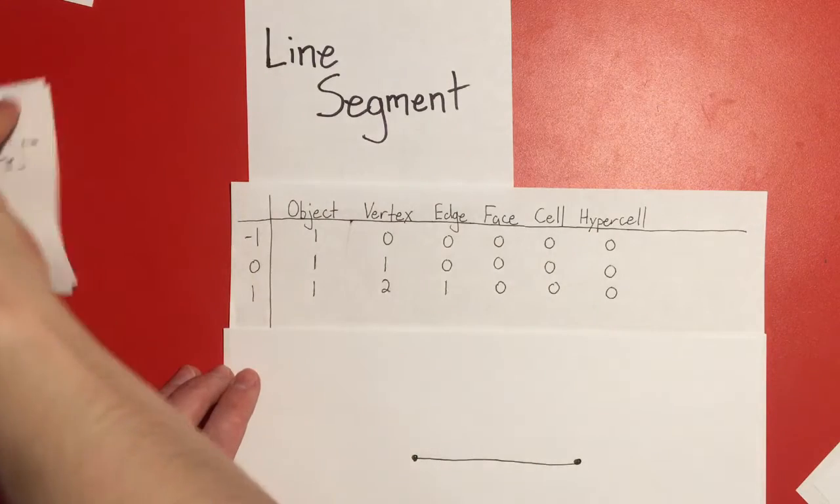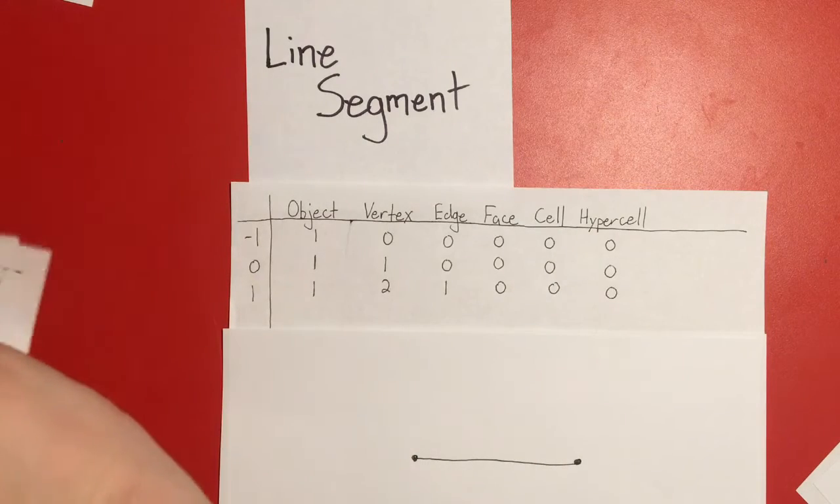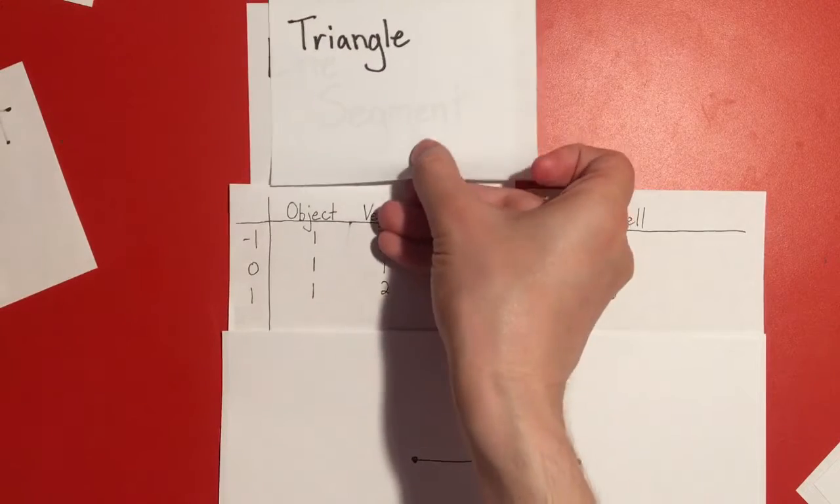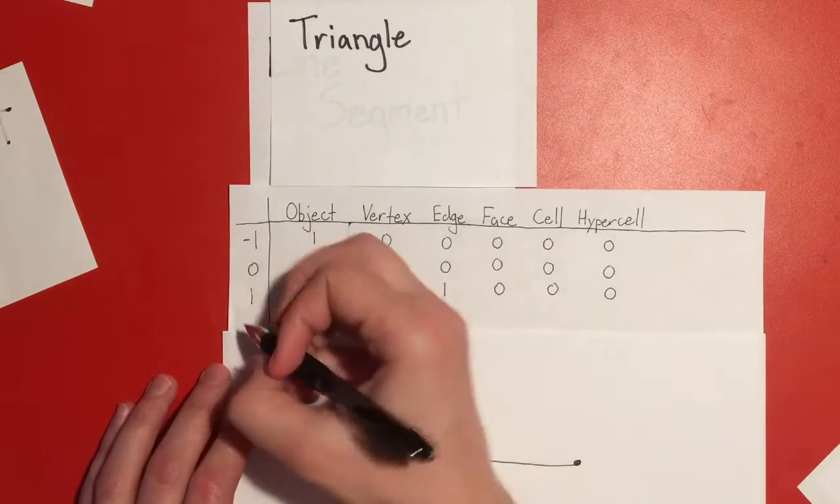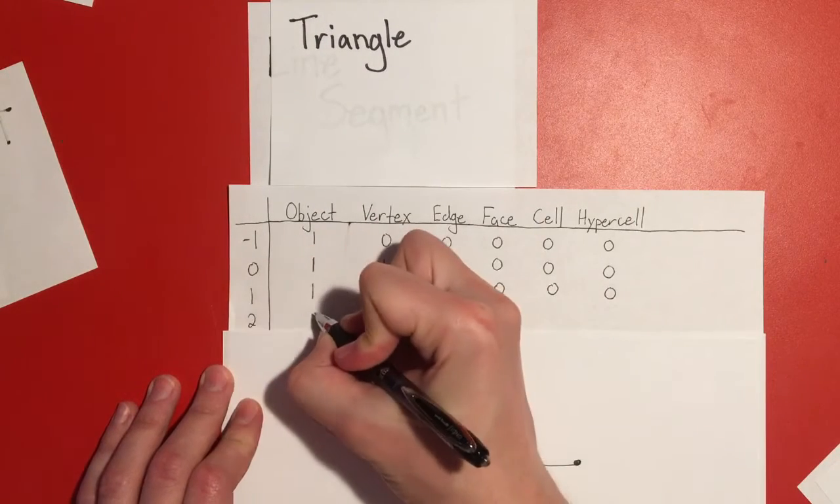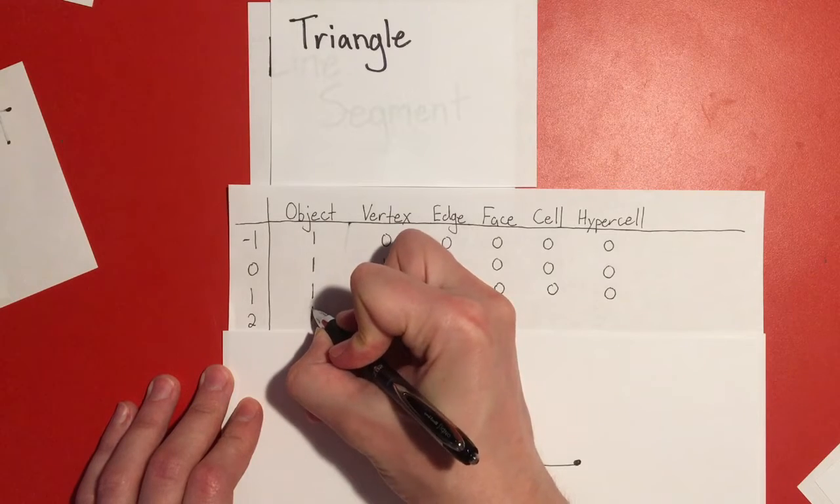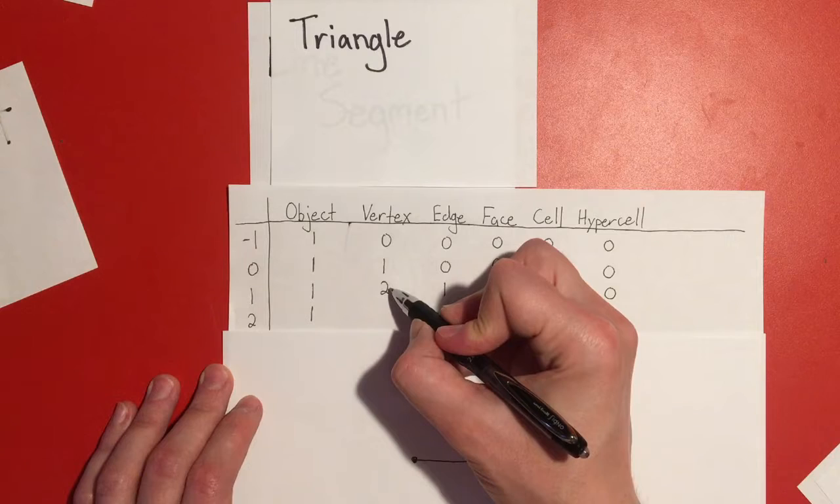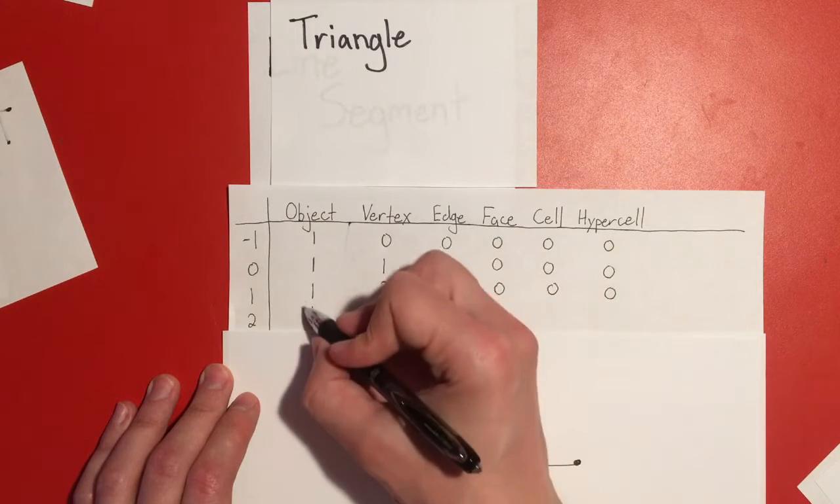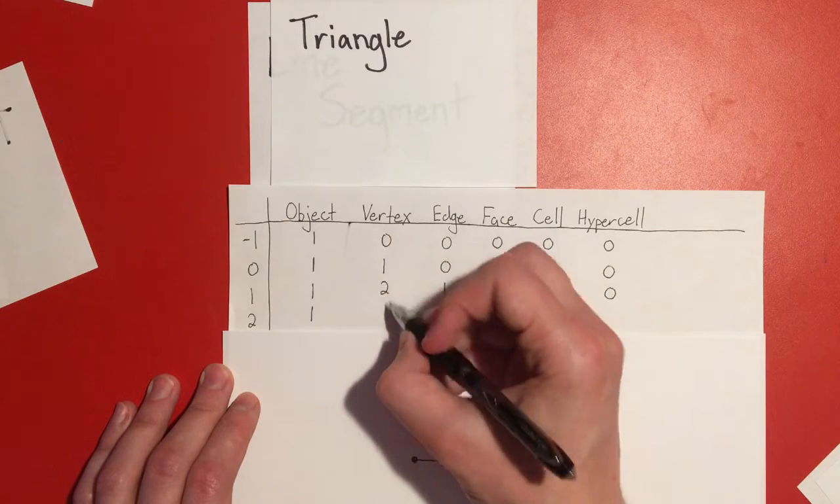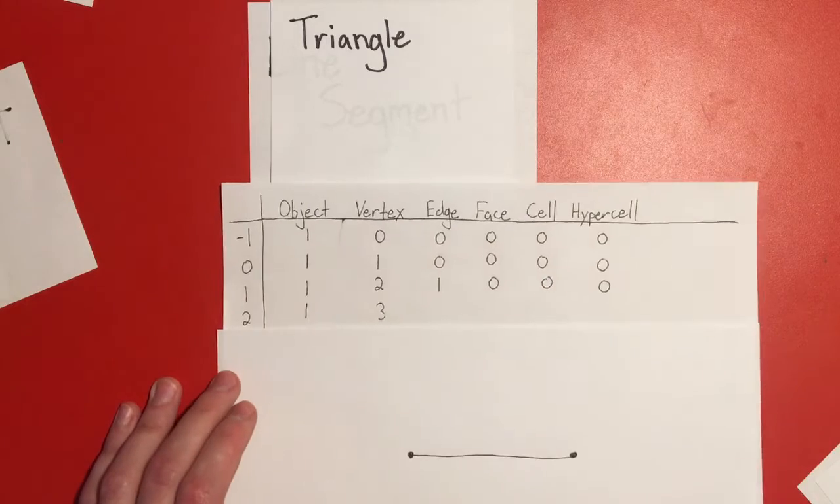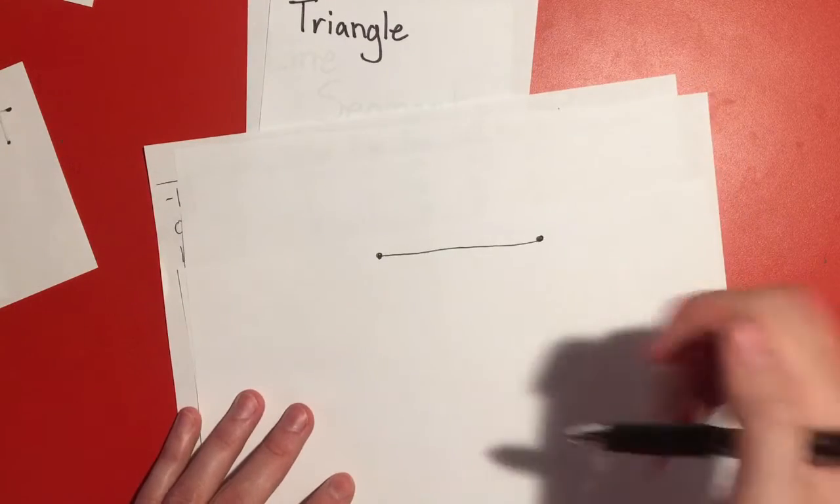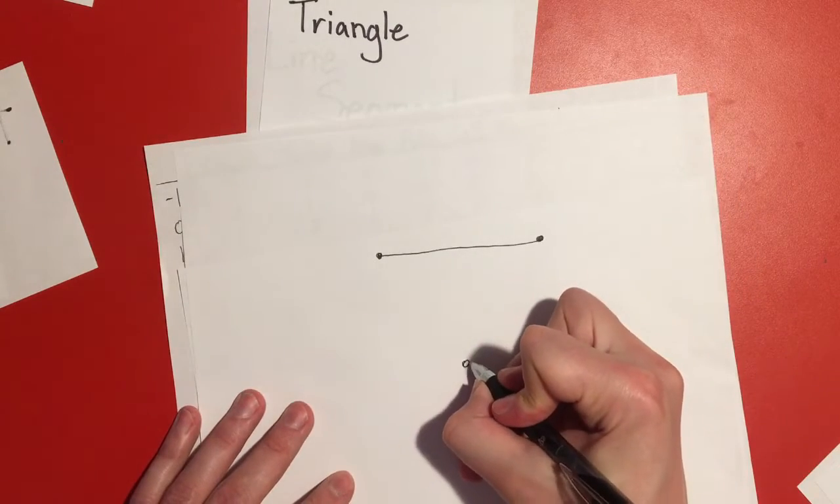Moving on from the line segment, the next simplex we will look at is the triangle. The triangle is a 2-dimensional object. We still just have the one object. We have 2 vertices from before, and we're attaching one vertex for every object. We just have the one. 1 plus 2 equals 3 vertices. So this will now have a third vertex.